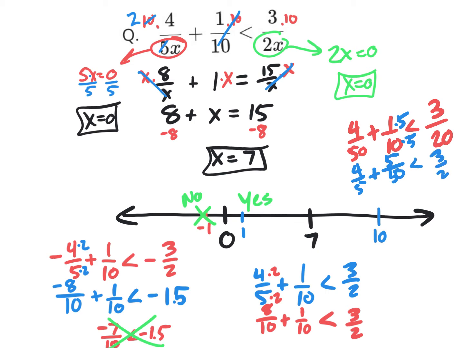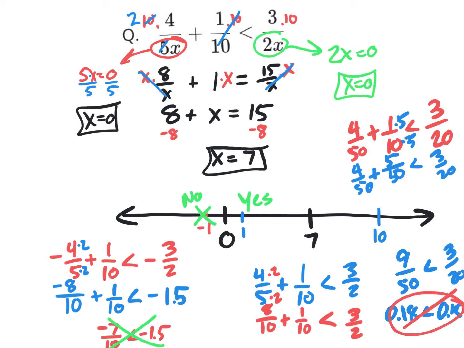Is it less than 3/20ths? Okay, and that'd be 9/50ths. Is 9/50ths less than 3 over 20? And you could actually get a calculator and change them to decimals, so you could compare them as decimals. 9 divided by 50 on a calculator is 0.18. Is that less than 3 divided by 20, which is 0.15? And the answer is no. 0.18 is greater than 0.15. So this did not work.